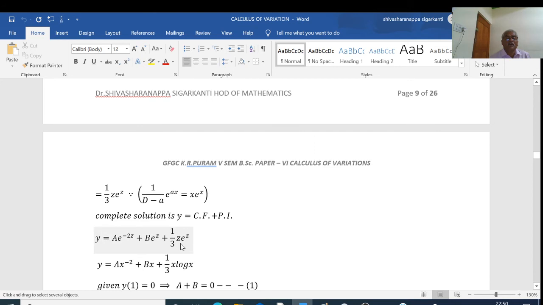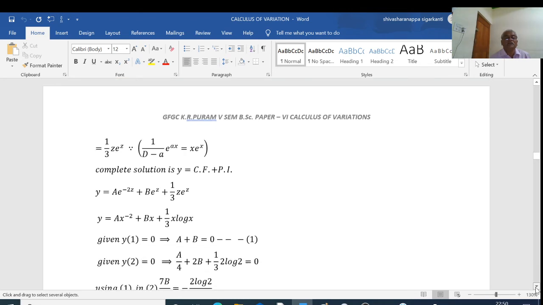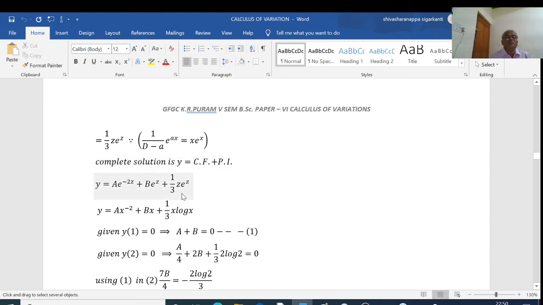So e raised to z is log x. This is our e raised to x log x, z equal to log x, e raised to z equal to x. We have taken x equal to e raised to z. This becomes z is equal to log of x.